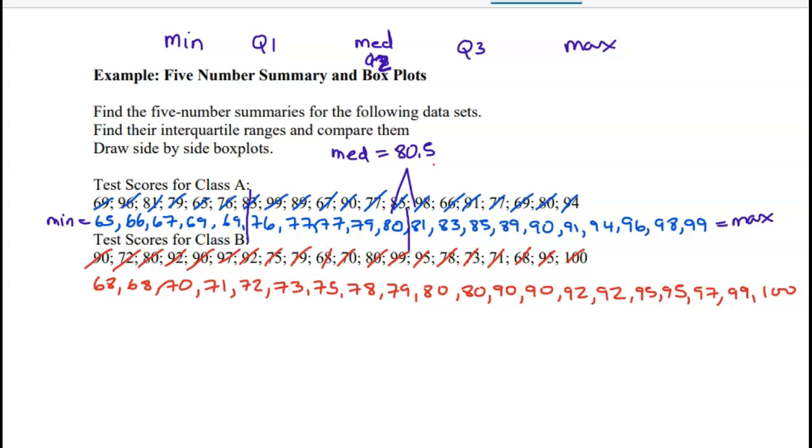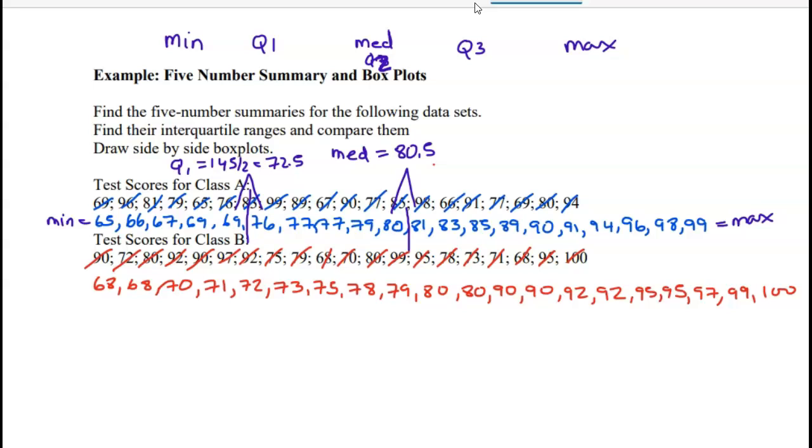Again, the middle doesn't fall on a data point, so you average these. We go 69 plus 76 divided by 2. That's 145 divided by 2, which is 72.5. So that's Q1, the first quartile.